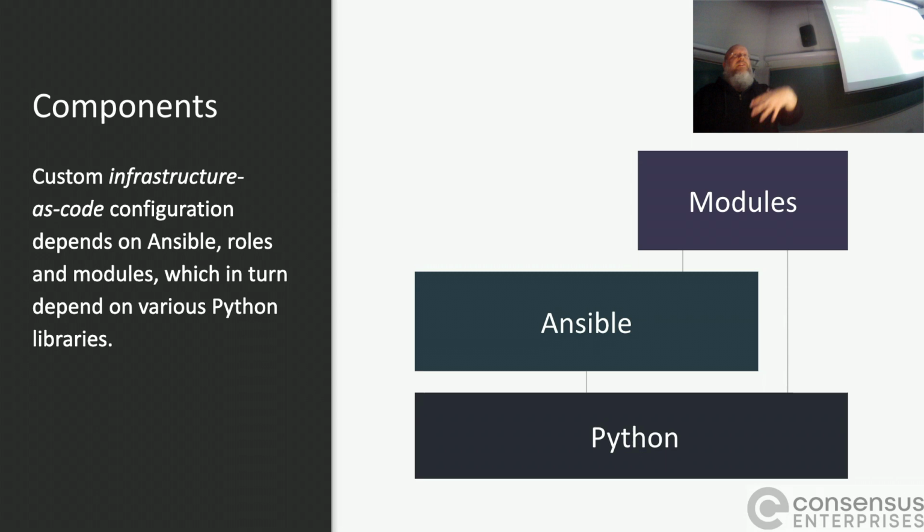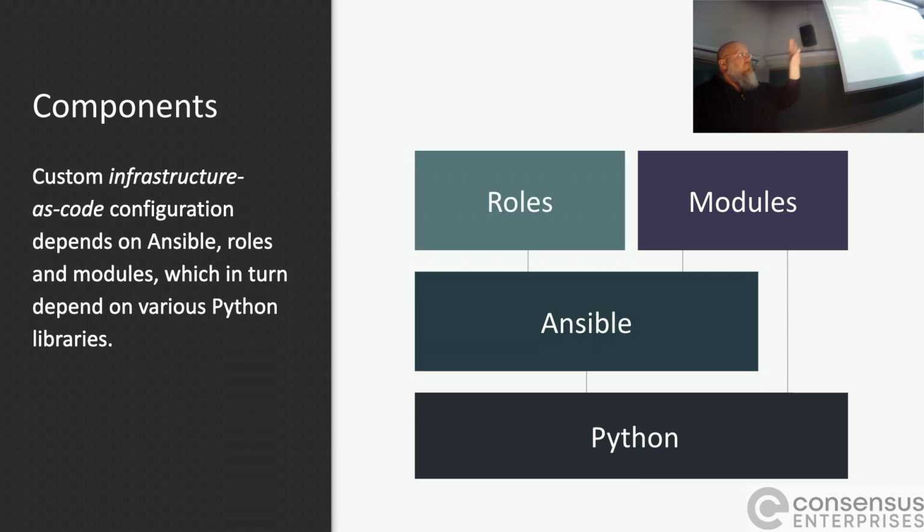We as humans using this stuff, as opposed to programmers writing this stuff, generally are going to write roles. Roles are ways of assembling a bunch of Ansible tasks into reusable components, right? So you might have a role, for example, for Nginx, and that's going to install Nginx, maybe write some vhosts for you, and then restart the server, something along those lines.